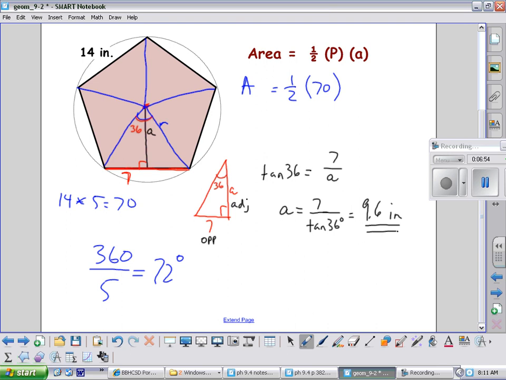Okay, so now I can plug that into my formula, and now it's just plug it in your calculator, 35 times 9.6, and we get a total of 336 square inches.